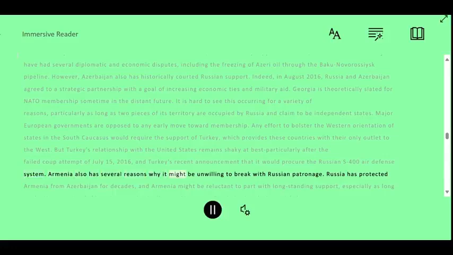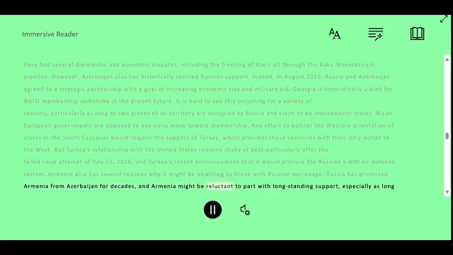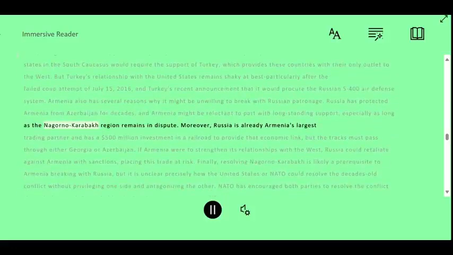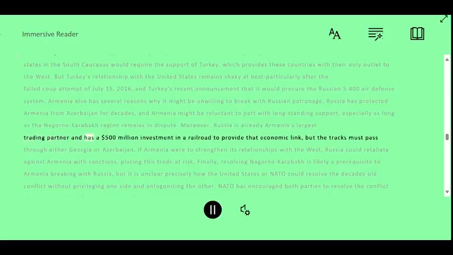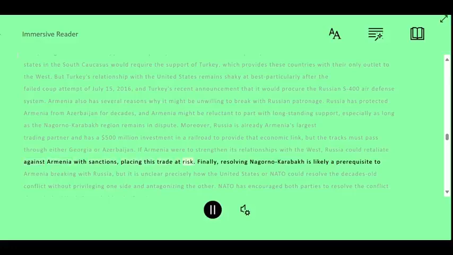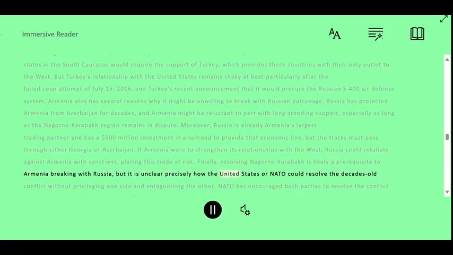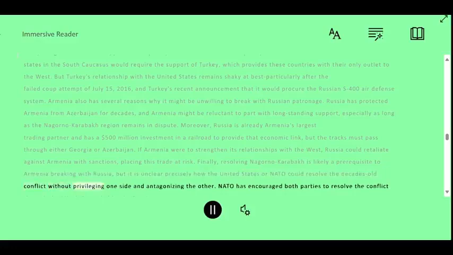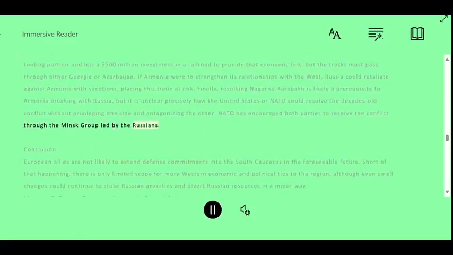Armenia also has several reasons why it might be unwilling to break with Russian patronage. Russia has protected Armenia from Azerbaijan for decades, and Armenia might be reluctant to part with long-standing support, especially as long as the Nagorno-Karabakh region remains in dispute. Moreover, Russia is already Armenia's largest trading partner and has a $500 million investment in a railroad to provide that economic link, but the tracks must pass through either Georgia or Azerbaijan. If Armenia were to strengthen its relationships with the West, Russia could retaliate against Armenia with sanctions, placing this trade at risk. Finally, resolving Nagorno-Karabakh is likely a prerequisite to Armenia breaking with Russia, but it is unclear precisely how the United States or NATO could resolve the decades-old conflict without privileging one side and antagonizing the other. NATO has encouraged both parties to resolve the conflict through the Minsk group led by the Russians.